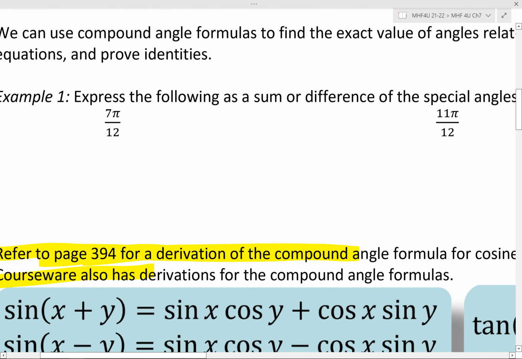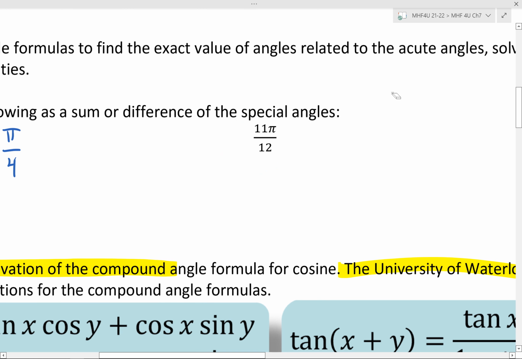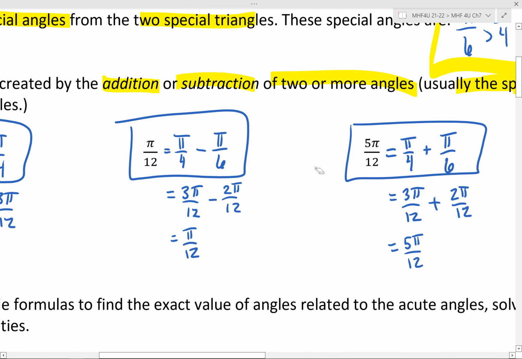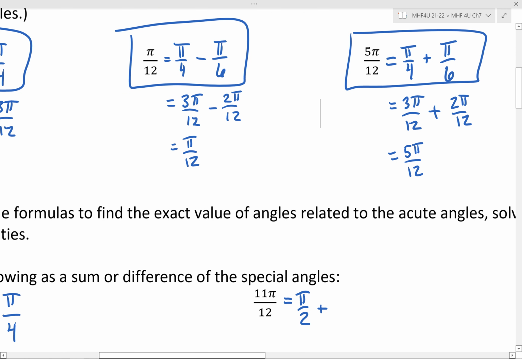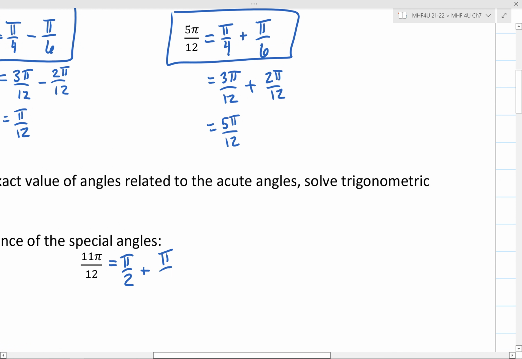You should be able to handle a couple more. We have 7 pi over 12. That one has nothing special to it. 11 pi over 12, here we're starting to get into a little bit more. 7 pi over 12, that answer was pi over 3 plus pi over 4. I paused there a little bit to give you the chance to pause the video. 11 pi over 12. Okay, so we're working with pi over 2 plus, sorry, plus 5 pi over 12. Well, 5 pi over 12 is like pi over 4 plus pi over 6. So 11 pi over 12 is pi over 2 plus pi over 4 plus pi over 6.